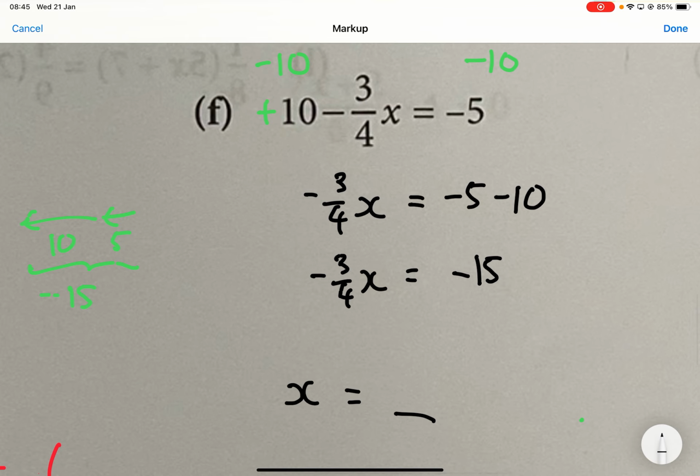If you can get here, this last step, whatever I have, I just divide. Negative 15 divided by negative 3/4. Okay? Press calculator, get your answer. Or if you like to work mentally, negative, negative become positive. 15 divided by 3, 5. 5 divided by 1/4 is like 5 multiply 4, so 20.